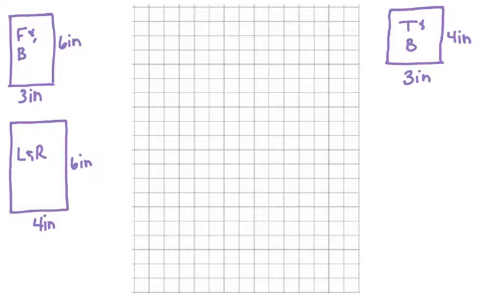What I'm keeping in mind is that I have 2 front and backs, so I have times 2 for this. I've got 1 left and 1 right, so times 2 for that. And 1 top and 1 bottom, so times 2 for that.